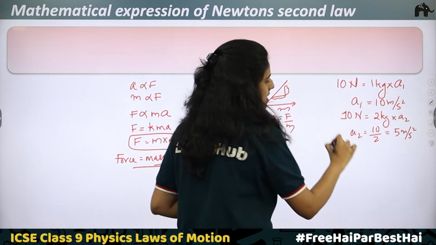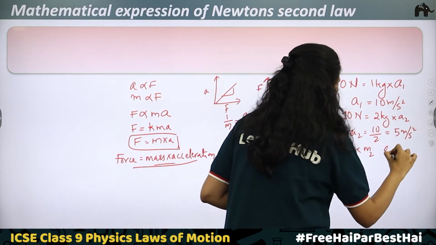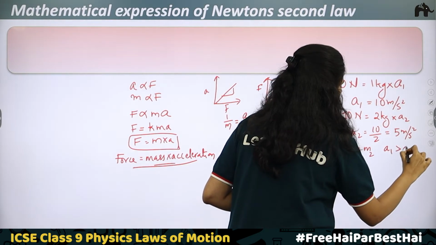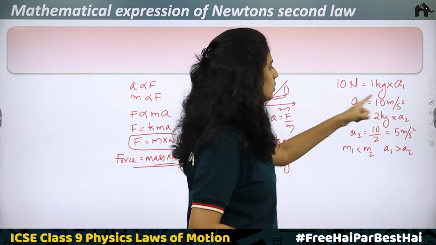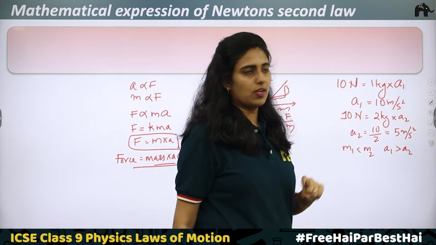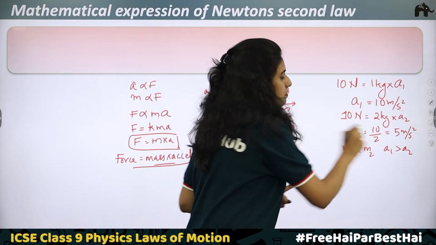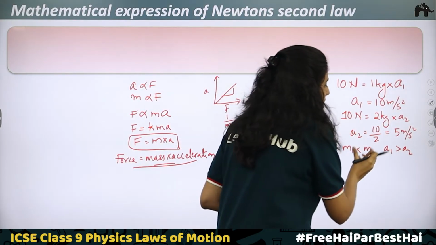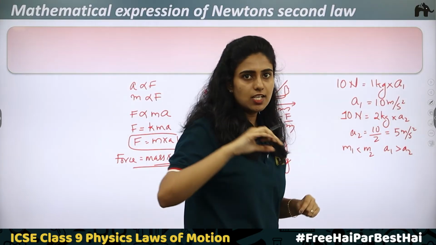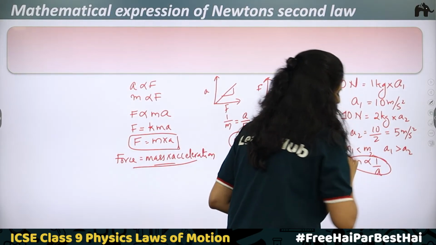So, here you will understand that M1 is less than M2, but A1 is greater than A2. A1 is equal to 10 meter per second square and A2 is equal to 5 meter per second square. Which is greater? A1 is greater. Okay, what does it mean? This means that when mass increases, acceleration decreases. Mass and acceleration are inversely proportional.